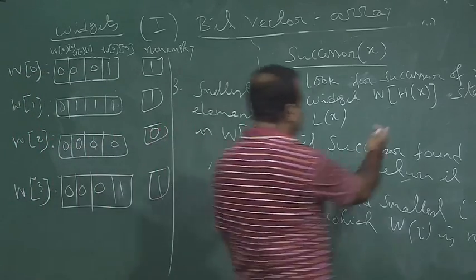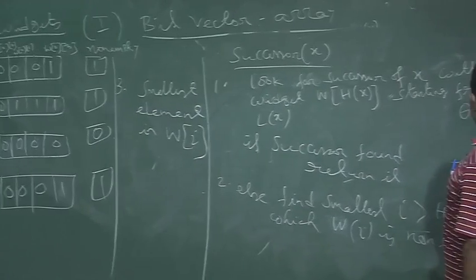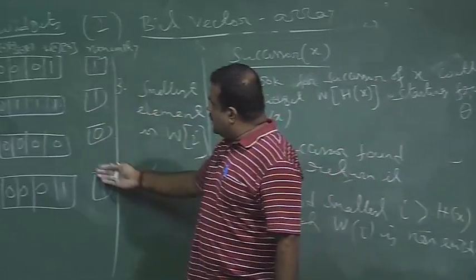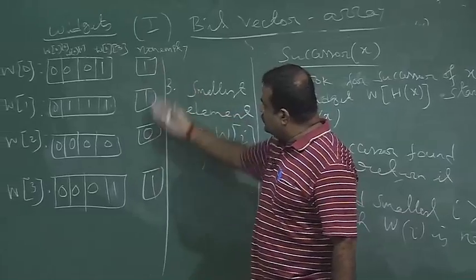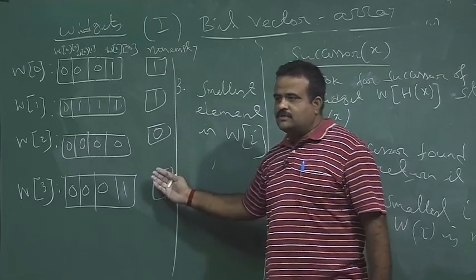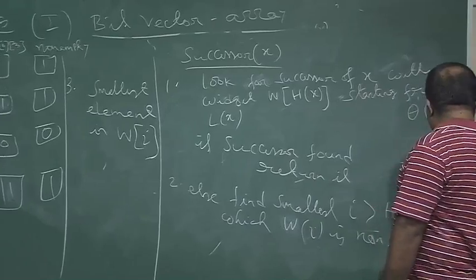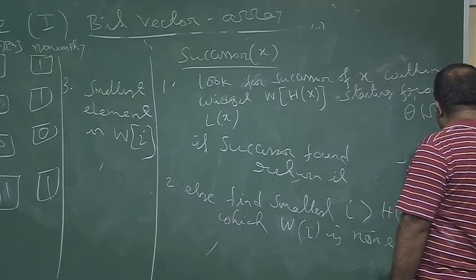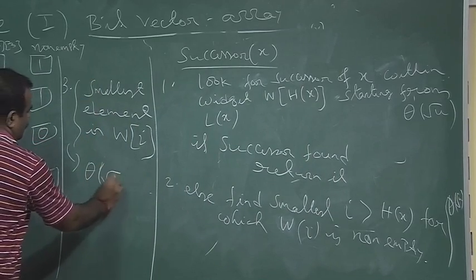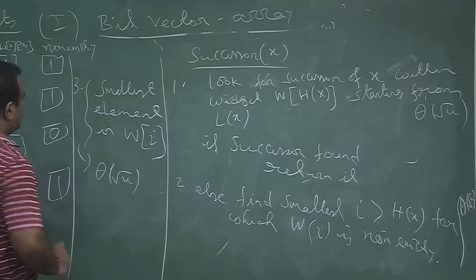So, we are looking for a successor over here. The size of this is root u, so this is theta of root u, and again we are looking for a non-empty widget. That means this is also a successor problem. After that we are looking for the next one, so that is also order of root u, and then again in that block we are looking for a successor starting from minus infinity to this.